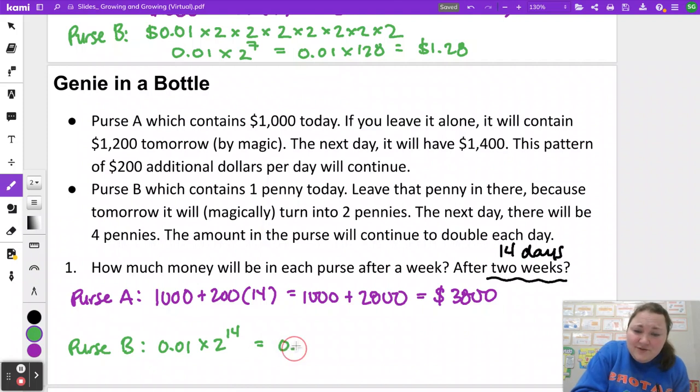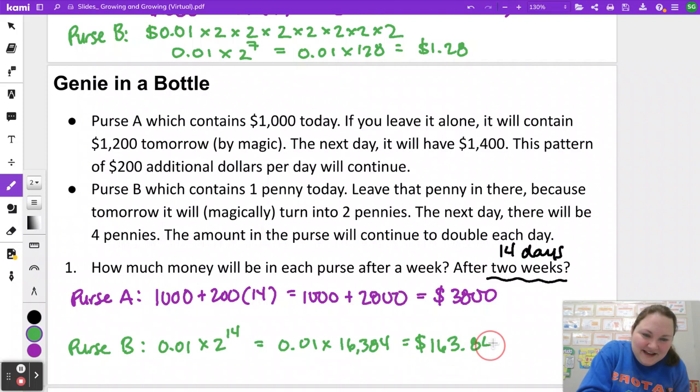And when I do all of those times 2 times 2 times 2 times 2, 14 times, it gives me the number 16,384. And when you do 16,384 multiplied by 1 cent, you get a grand total of $163.84. So it's starting to become a good amount of money, right? But purse A, I'd still rather have purse A.